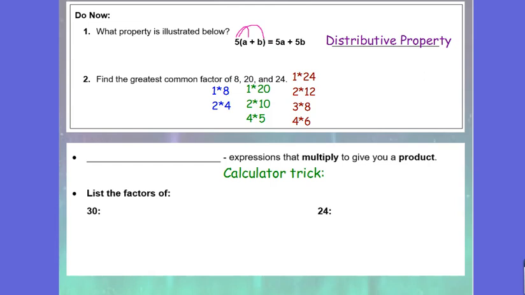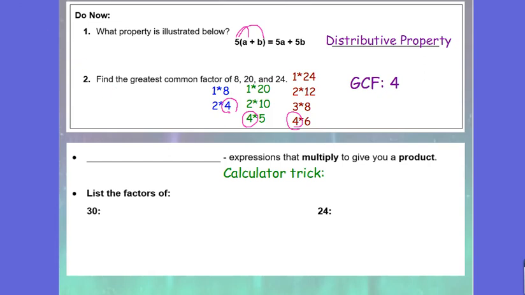Remember, factors are a breakdown of a number. Multiples are when you list numbers like 8, 16, 24, 32, and so on. So factors are when you're breaking down the number. Well, it looks like our greatest common factor among all 3 lists here would be 4. So, the greatest factor that these 3 numbers have in common is 4.